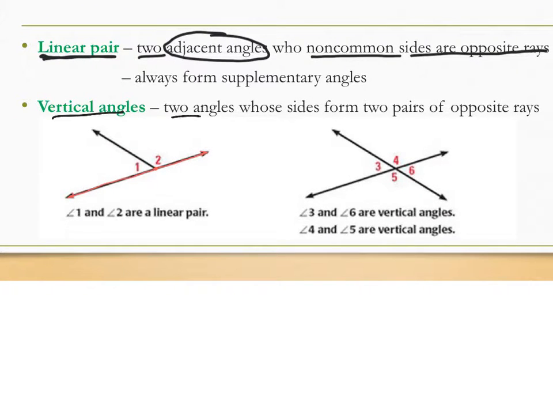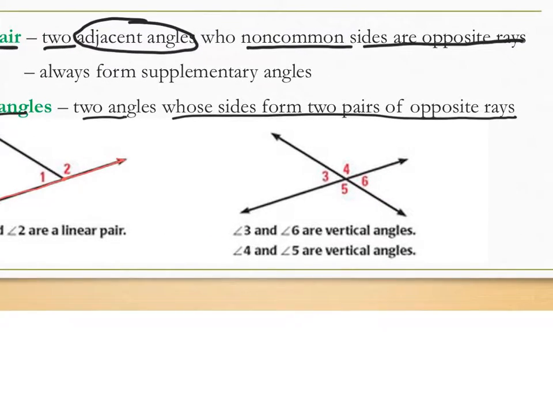Vertical angles are two angles whose sides form two pairs of opposite rays. Now that sounds very nerdy and technical, but here's what it means. So there's two angles. Notice here's one angle. Let's look at angle 4 and angle 5. Those are two angles, and their sides form two pairs of opposite rays. Notice that here's one pair of opposite rays, and there's also another pair of opposite rays there.